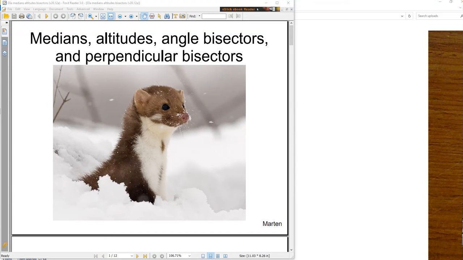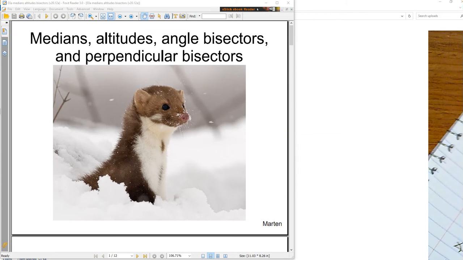Hey, this is Mr. Barr, and these are the notes that go with medians, altitudes, angle bisectors, and perpendicular bisectors. More than anything, we're just learning a whole bunch of vocabulary.